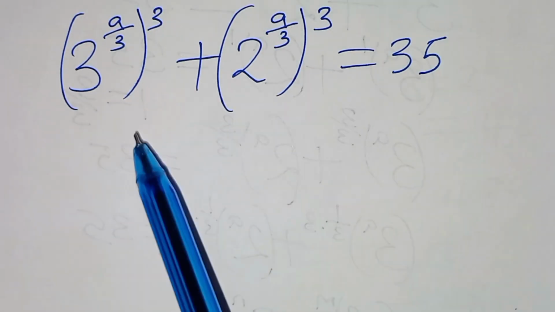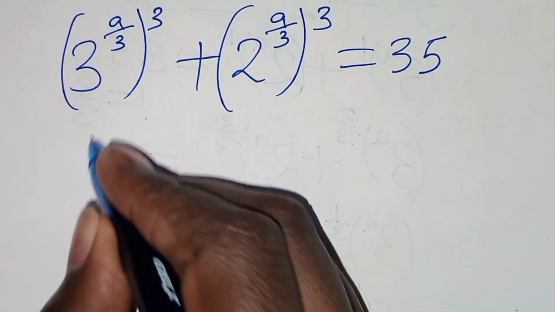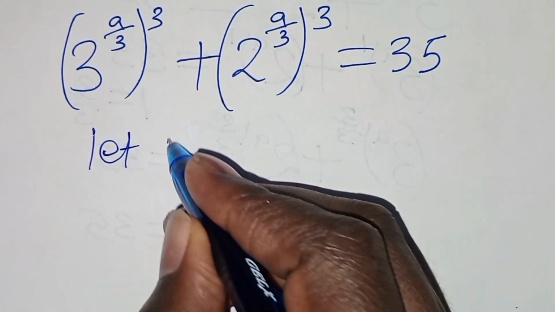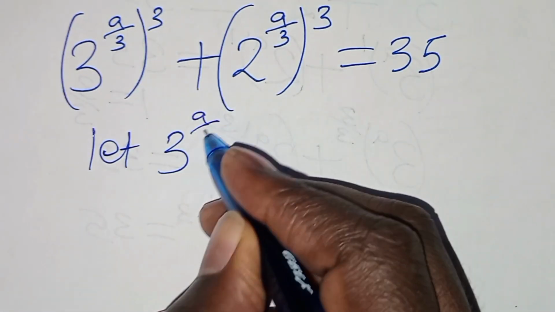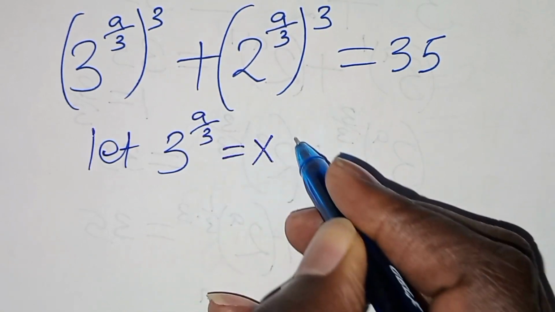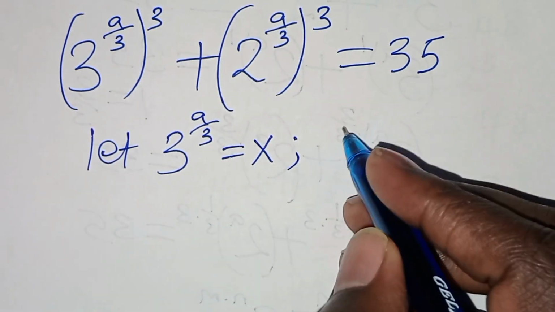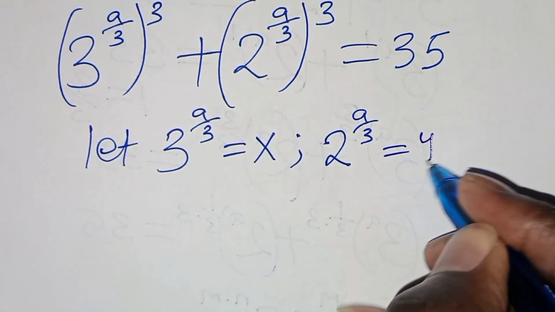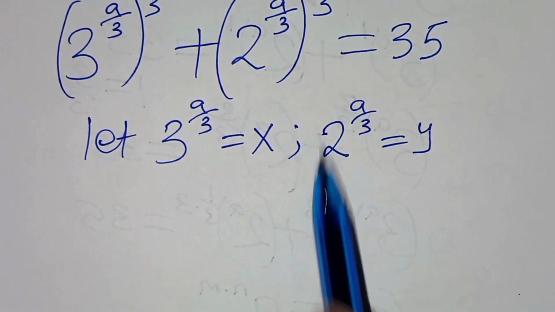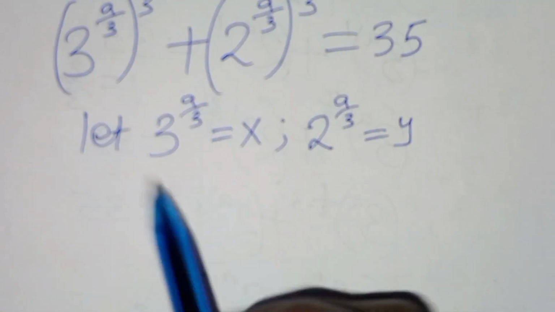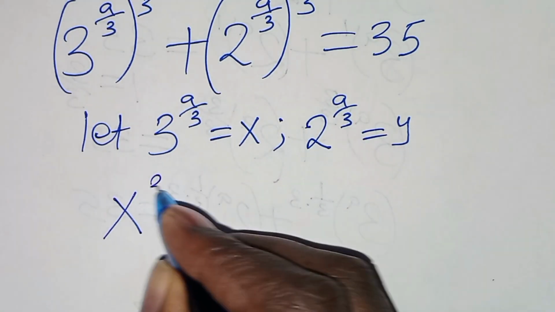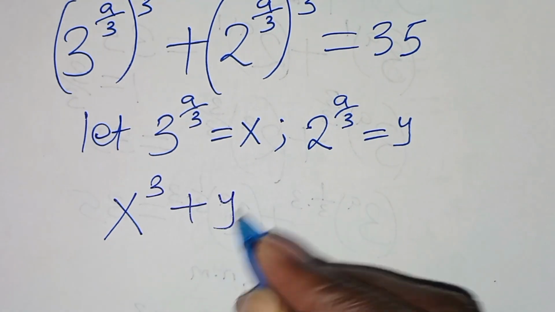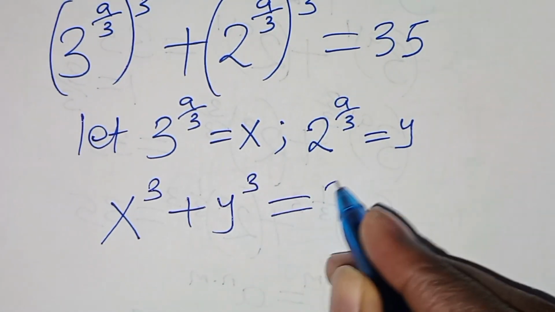So now from here, we can say let 3 to power a over 3 be equal to x, and let 2 to power a over 3 be equal to y. So substituting x and y in this equation, we'll have x to power 3 plus y to power 3 equal to 35.